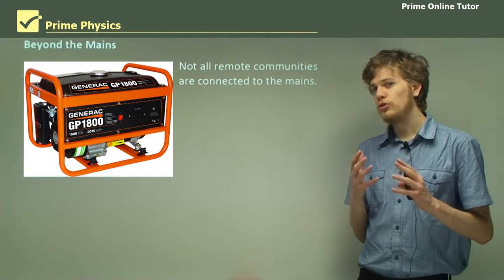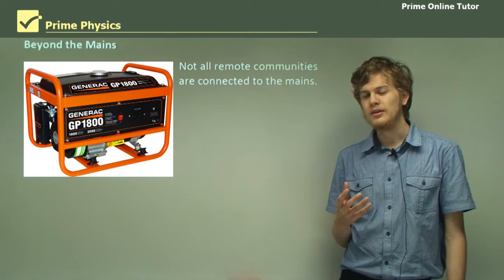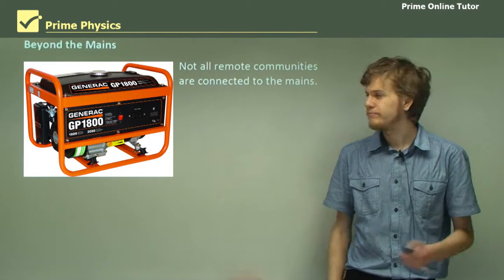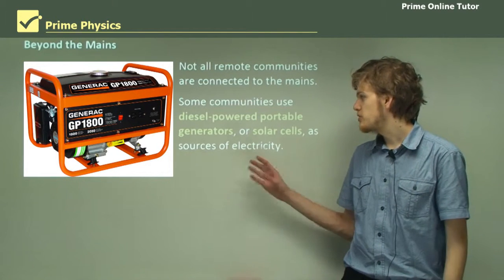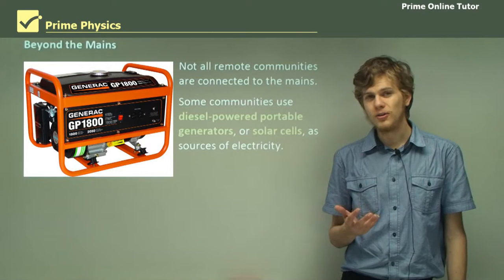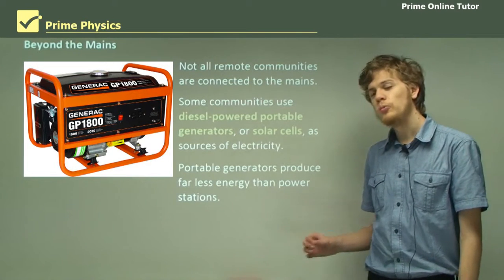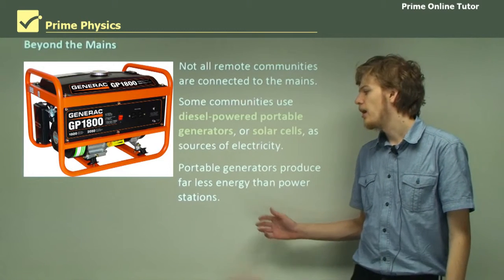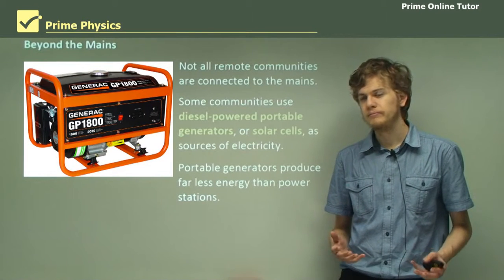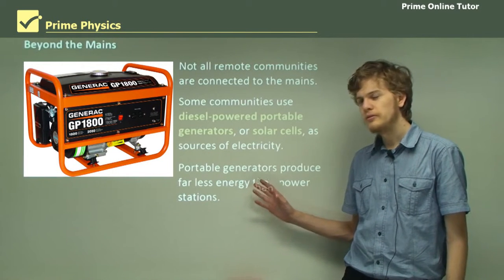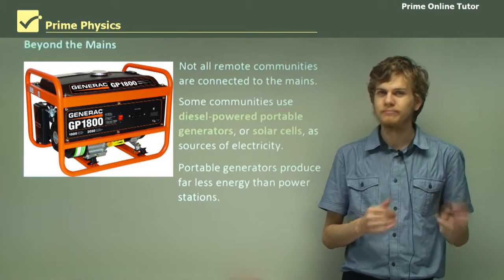Now, not all remote communities are able to be connected to the mains power supply. That is, the power supply used in large cities. So some communities use diesel power generators such as this one. They might also use solar cells in order to produce electricity. Portable generators will produce far less energy than power stations. They're usually fueled by things like gasoline. So these portable generators are able to produce less electricity for a much smaller community.